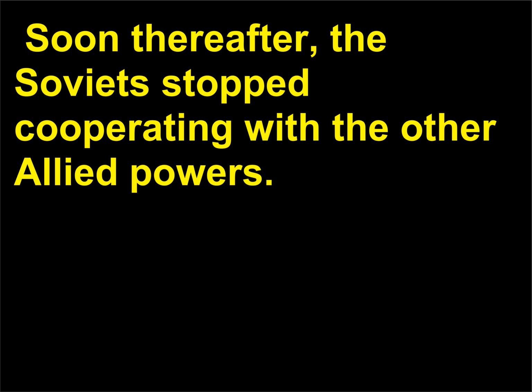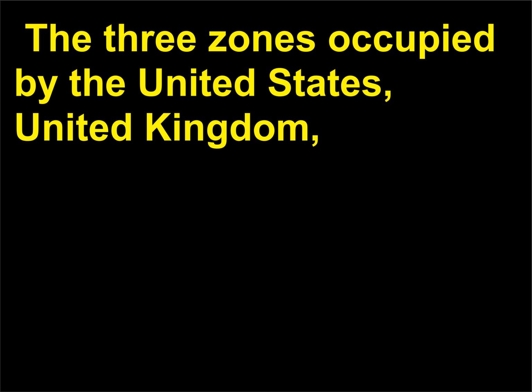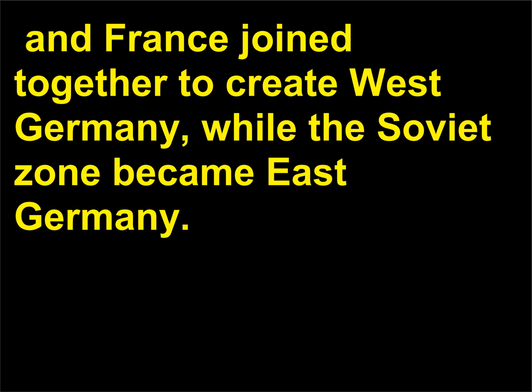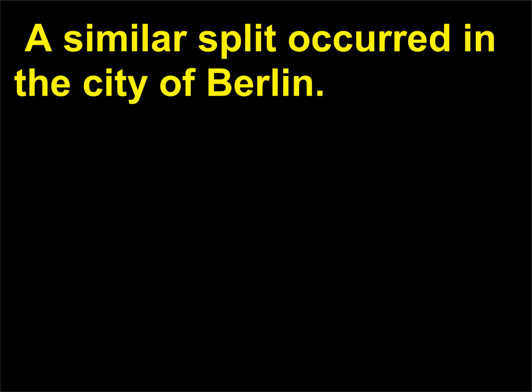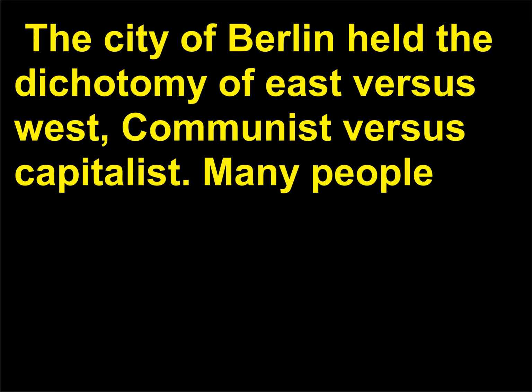Soon thereafter, the Soviets stopped cooperating with the other Allied powers. The three zones occupied by the United States, United Kingdom, and France joined together to create West Germany, while the Soviet zone became East Germany. A similar split occurred in the city of Berlin. The city of Berlin held the dichotomy of East versus West, communist versus capitalist.